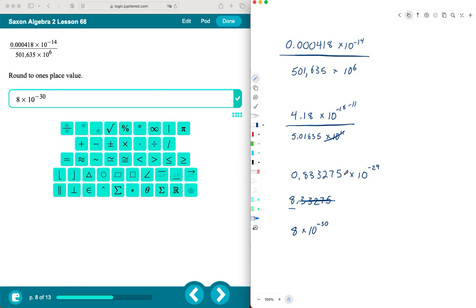However, this is not in proper scientific notation. We had to move the decimal back 1, so that's minus another 1. So that's a negative 30. And then we had to round this to the ones place, which is the instruction we were given. And 8.3 does not round up. It stays at an 8. So 8 times 10 to the negative 30, which I've already typed in and checked, and it is correct.